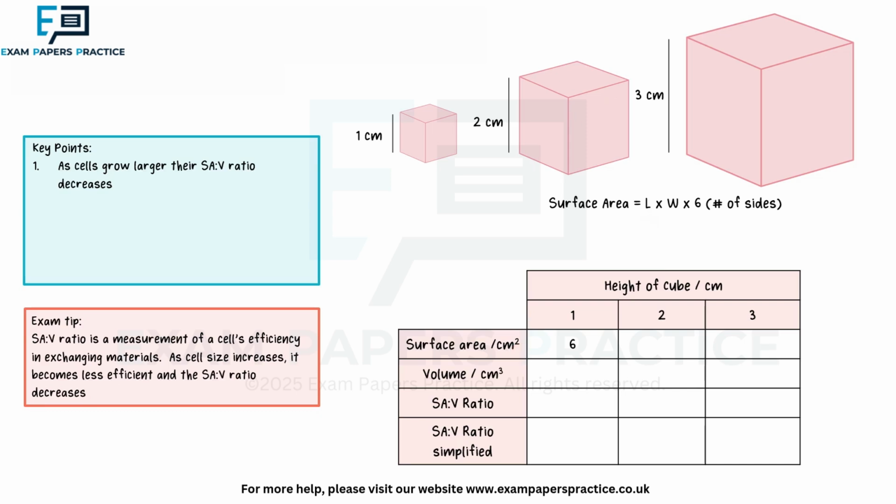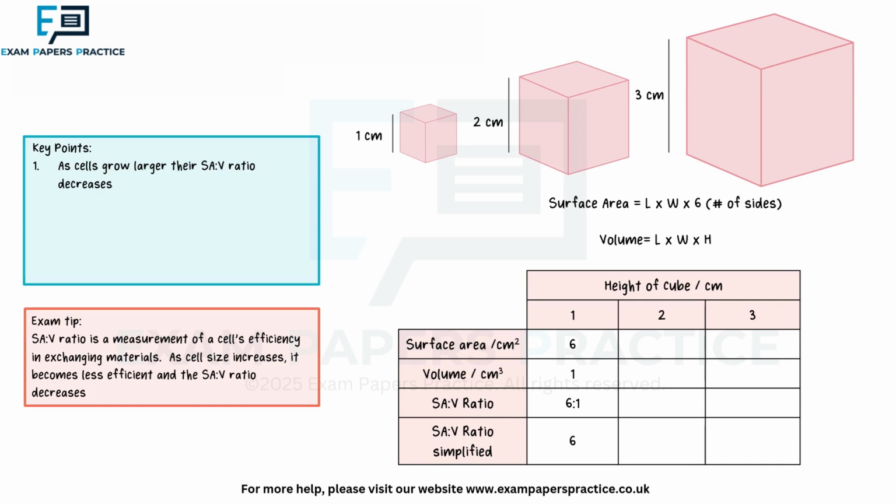Now, to measure volume, we'll use the formula for volume, length times width times height, and it has a volume of 1 centimeter cubed. Notice we're using the centimeter cubed as we're measuring in 3 dimensions, length, width, and height. So we have a 6:1 surface area to volume ratio for this small cube representing a small cell. We can imagine that for every unit of cytoplasm volume, there are 6 units of membrane surface area to support exchanges of nutrients and waste.